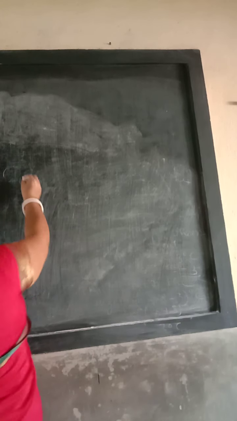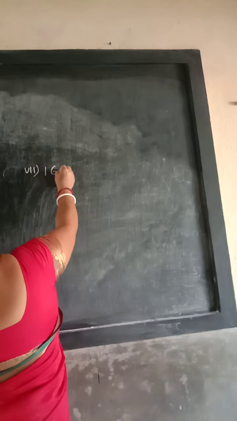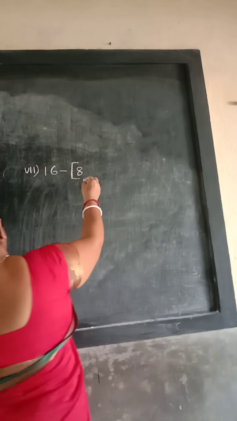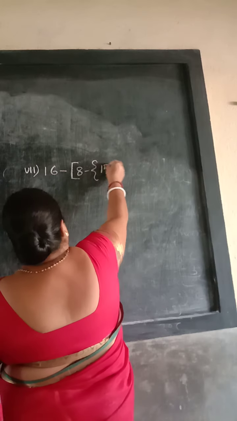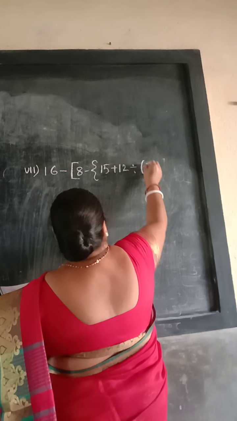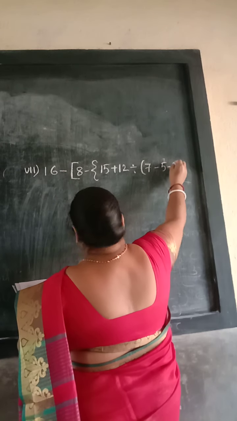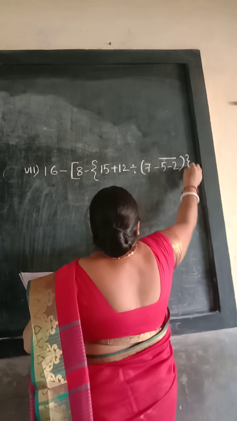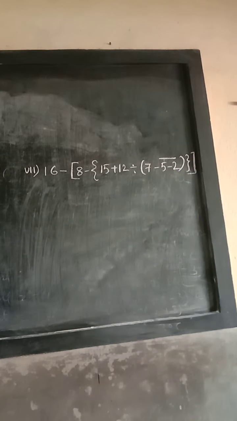Look at question number 7. It says 16 minus 8 minus 15 plus 12 divided by 7 minus 5 minus 2 with a bar, then the brackets are closed. 16 minus bracket 8 minus middle bracket 15 plus 12 divided by 7 minus 5 minus 2.